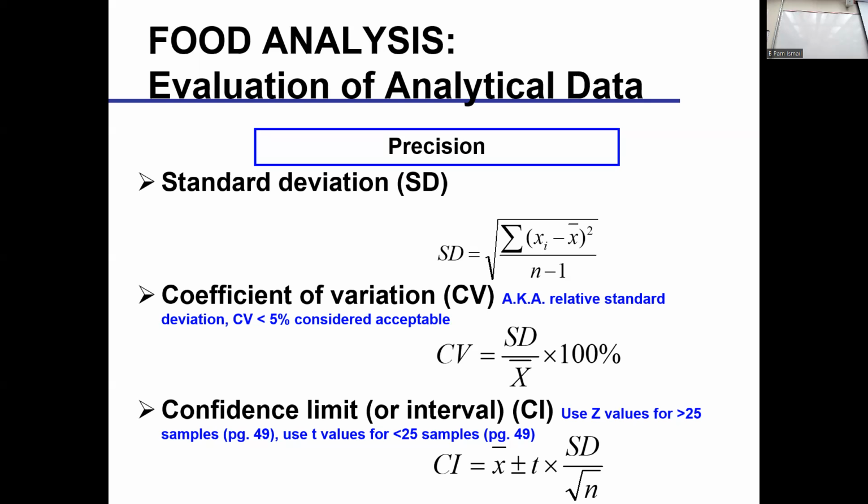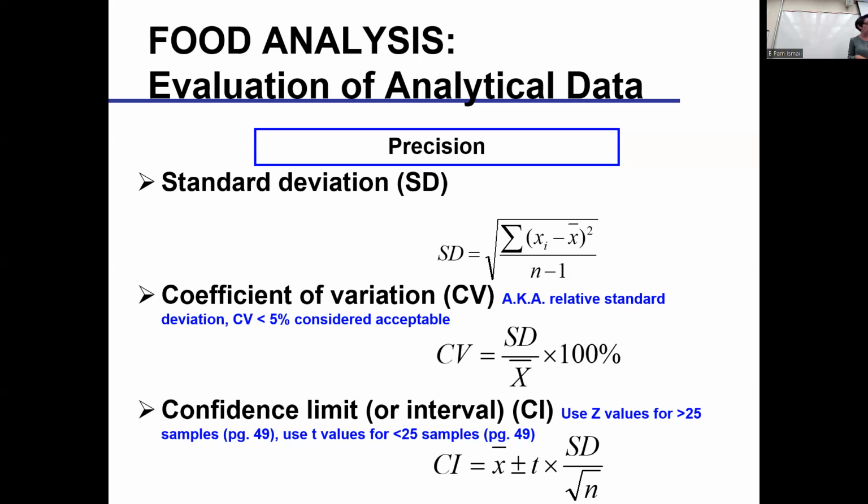Basically, the confidence interval is the average plus or minus standard error. So we will have the t-value multiplied by the standard deviation over the square root of n, which is the number of replications. When you have fewer than 25 replications, we use the t-table. I will show you in the book where you find it. If you have more than 25 replications, you use a table of z-values.